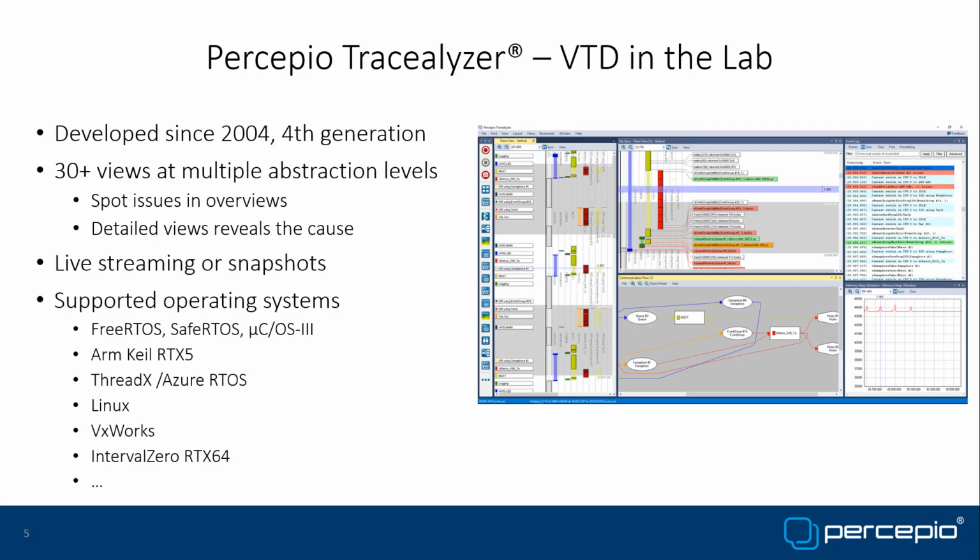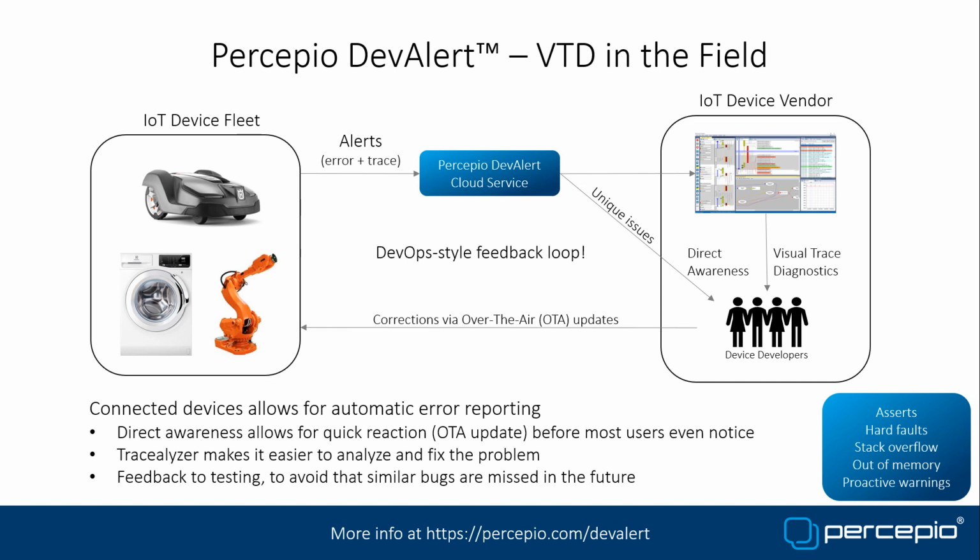Tracealyzer is our analysis and visualization tool for trace data. It also provides live real-time recording capability for FreeRTOS, SafeRTOS and MicroC OS 3. It also supports other real-time kernels and operating systems via third-party tracers. It is ideal for system-level debugging and works a bit like a surveillance camera for your embedded software, where you can identify issues in high-level overviews and then zoom in to see specific events in detail to understand the cause of the problem.